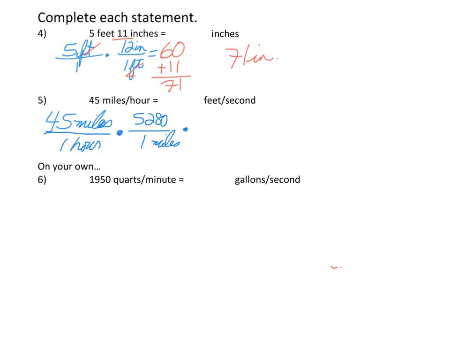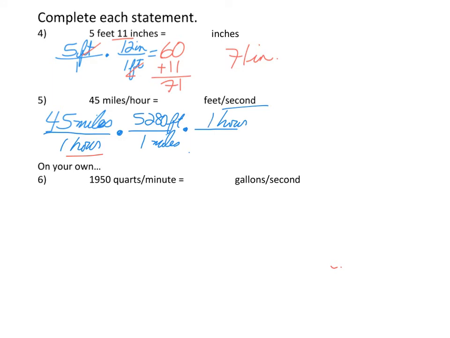The other unit of measure I want to change is this time right here. We've got 1 hour sitting down there, and I want to change that into seconds. So I'm going to need an hour in our numerator in order to have those cancel out.